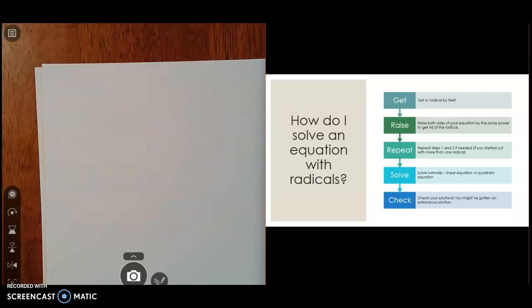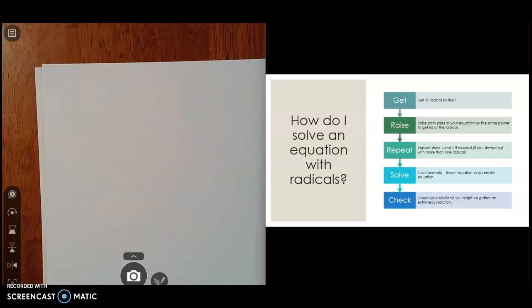After all of that, you should just have a nice equation that has no radicals in it. So you're going to solve normally. Sometimes you have linear equations where you get your variable by itself and you add to both sides or subtract from both sides or multiply or divide both sides by the same thing. Sometimes you're going to get quadratic equations and we'll solve those by factoring.